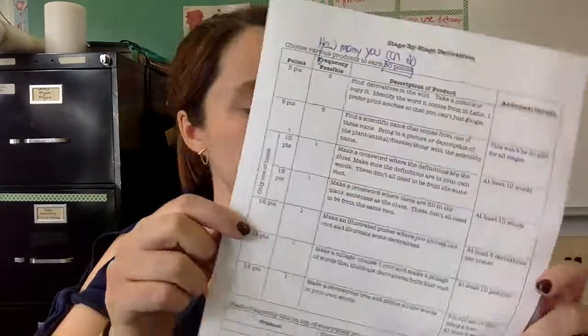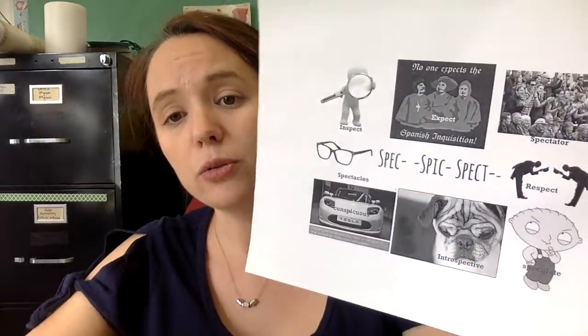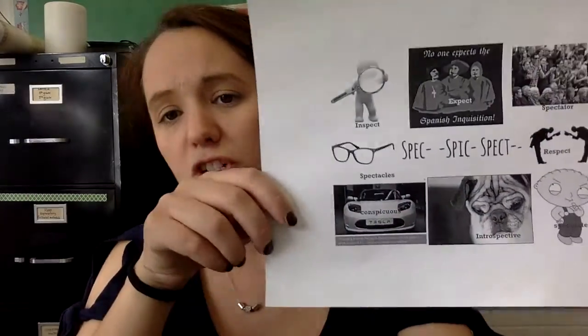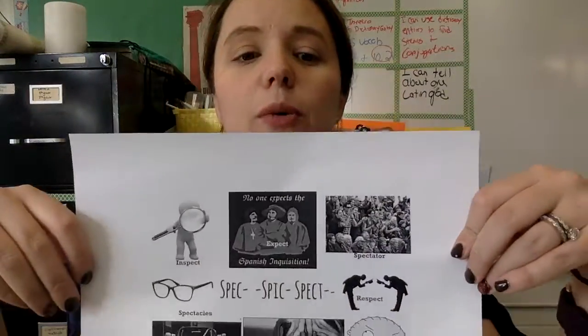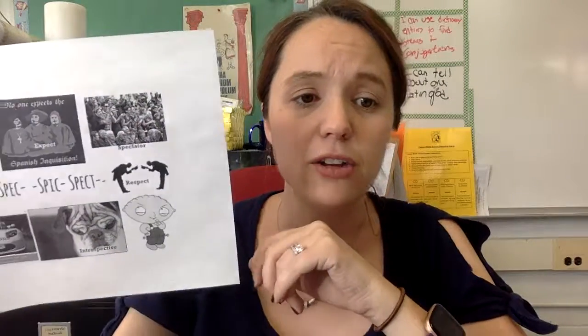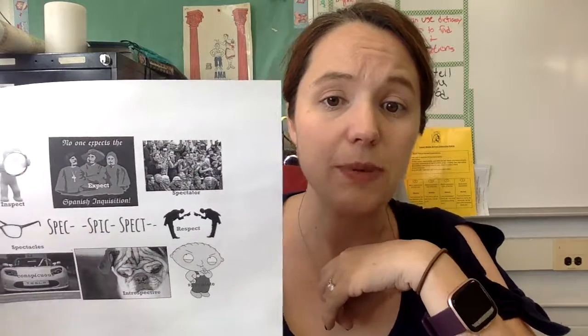The other thing you can do is make an illustrated poster or make a collage. The only difference is that for the collage you have to do 10 pictures, and for the poster, because you're drawing them, you only have to do 5. So here is an example of that. See, I chose one root, I chose one bolded word, and then I put a whole bunch of different pictures to show me what those derivatives are. Like all of these words come from spectat.